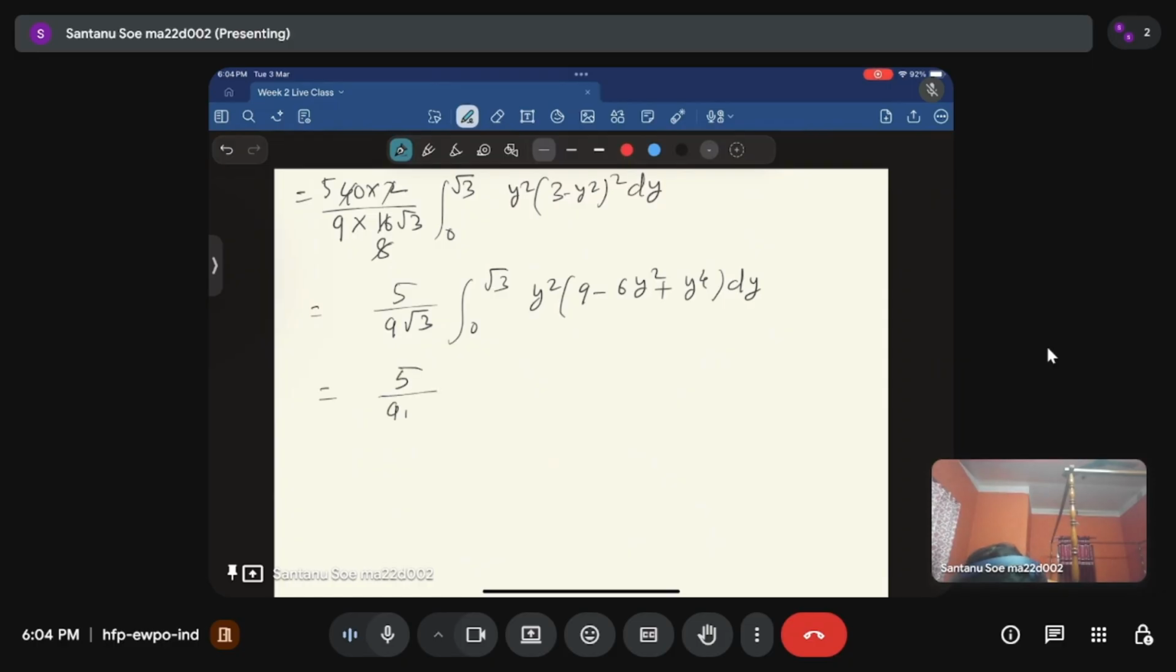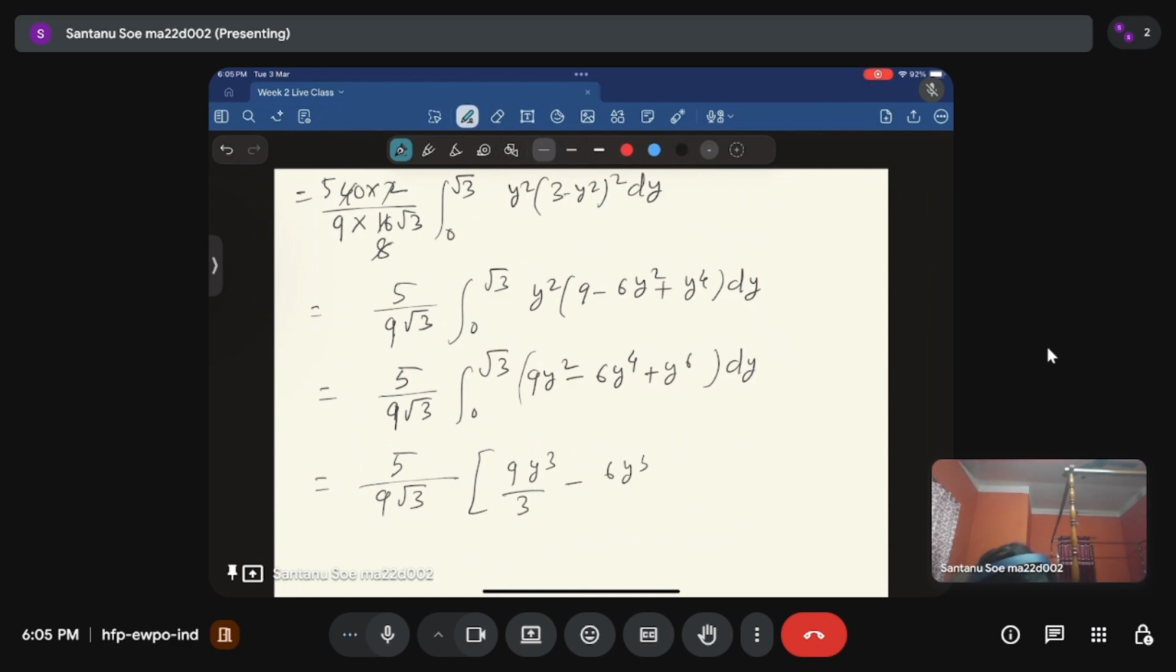So 5 divided by 9 root 3, from 0 to root 3, 9y square minus 6y to the power 4 plus y to the power 6 dy. So this is 5 divided by 9 root 3. This is 9y cubed by 3 minus 6y to the power 5 by 5 plus y to the power 7 divided by 7. And this is from 0 to root 3.